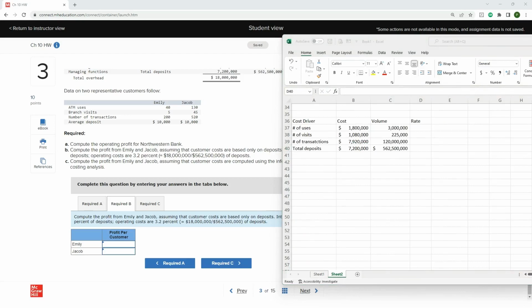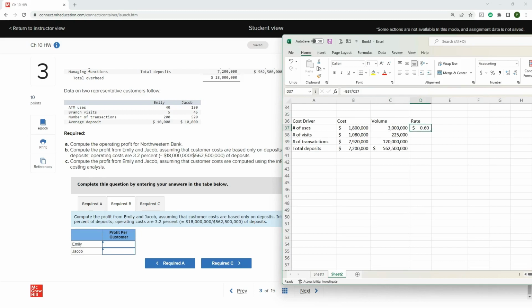Now, what about for part C? For part C, instead of using one overhead rate, we're going to break it down like we did in the last question into different activities which are controlled by different cost drivers. So again, I took the information from the fact pattern. They are breaking down the $18 million in cost into 4 different categories: number of uses, number of visits, number of transactions, and total deposits. It also gives us the volume of each of these drivers. And so to calculate the rate, we just take the cost divided by the volume.